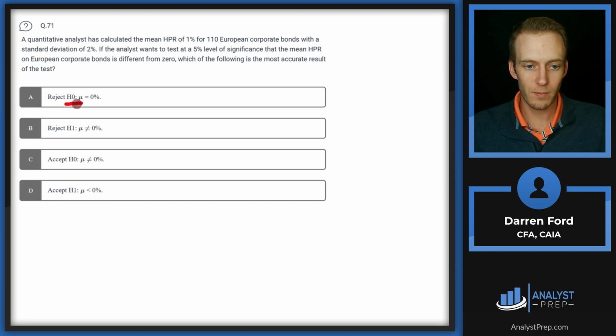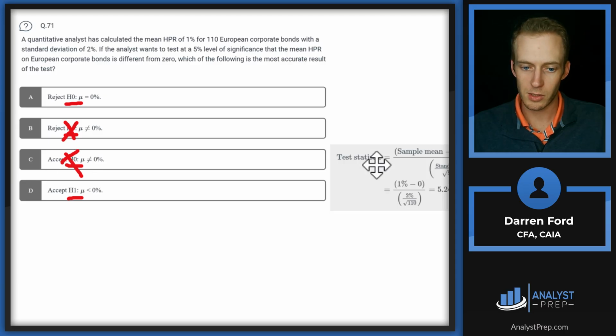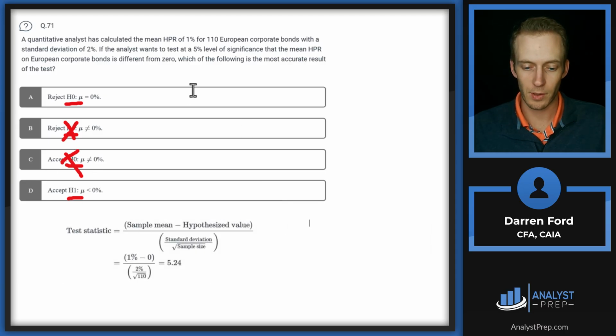So are we going to reject the null, meaning the mean is equal to 0? Are we going to reject the alternative, which is that the mean is not equal to 0? Or are we going to accept the null, or are we going to accept the alternative? In general, right off the bat, rejecting the alternative is normally not lingo that we're going to use. We're either going to reject the null or accept the alternative. So I would be inclined to rule out B and C right off the bat, just as a lingo issue. But let's solve this regardless and show what we're going to do here.